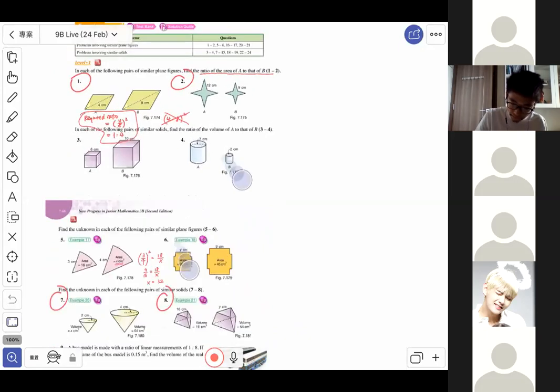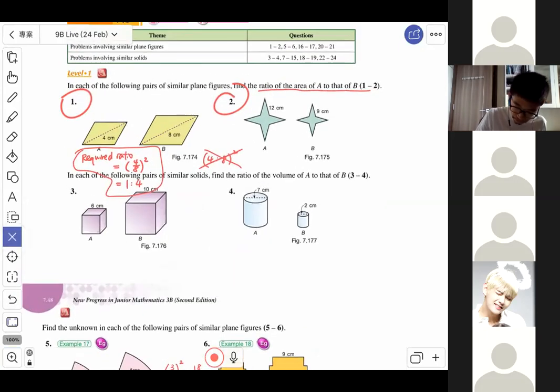Jared. Yes. Can I express the equation with scale factor to the dimension?